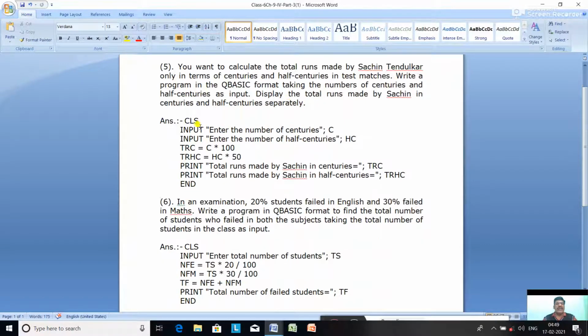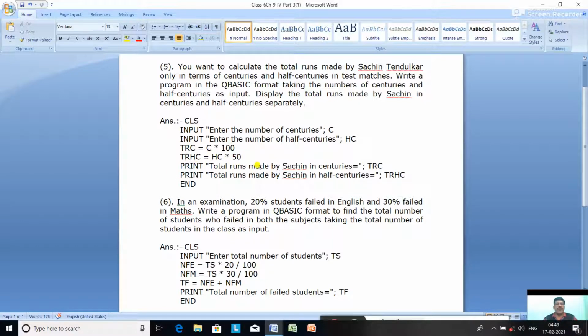Okay. CLS to clear the screen. Input enter the number of centuries, C for number of century. Input enter the number of half centuries, HC for half century. So you have entered both total number of centuries and total number of half century. The total run by century, TRC, equal to C into 100, and total run by half century, TRHC. TRHC means total run in half century, equal to HC, half century, into 50.